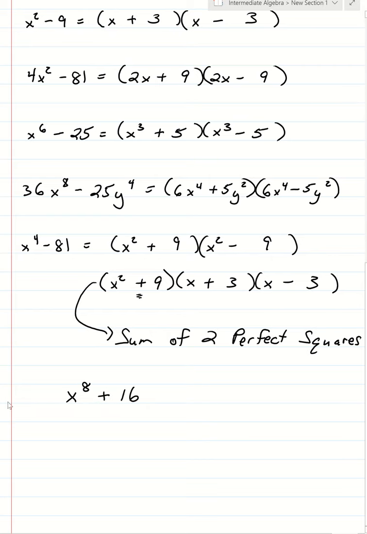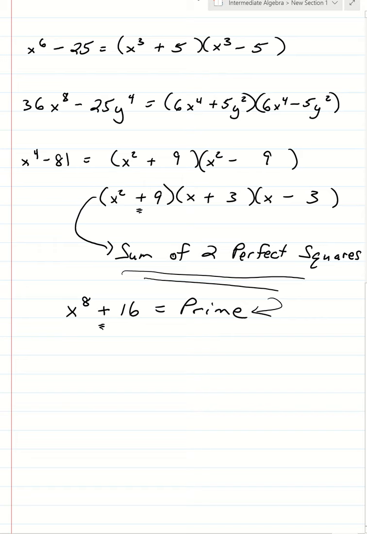Same thing, let's take a look at if I had x to the 8th plus the number 16. I agree, x to the 8th is a perfect square. 16 is also a perfect square, but because we are adding these, that's the sum of two perfect squares, and the sum of two perfect squares is prime. We cannot factor that down. The difference of two perfect squares, we can factor that, but the sum of two perfect squares is prime.